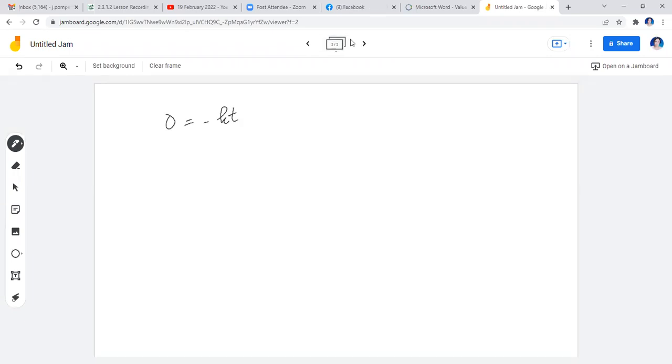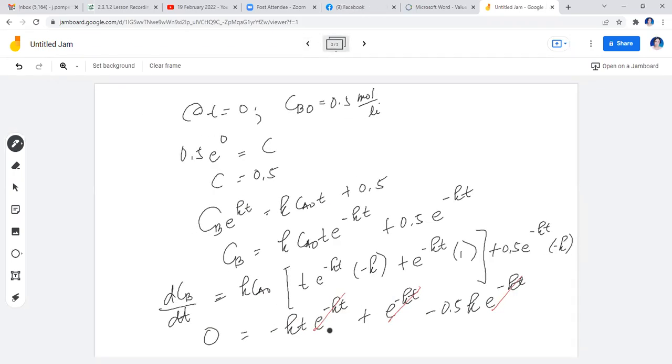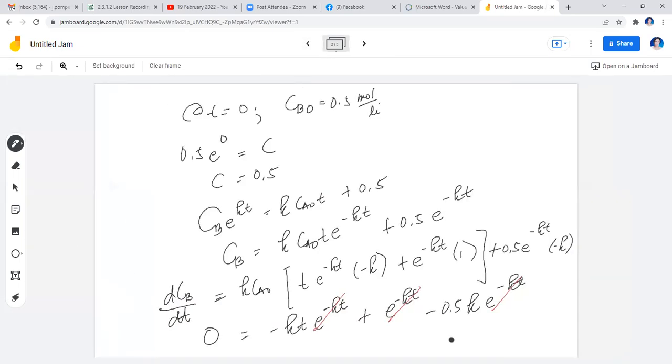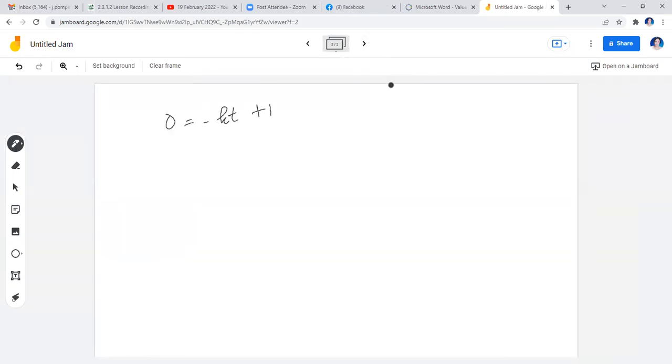So we have negative kt. This is gone. This is left with 1. So that's 1. And this is negative 0.5 k. So I have here transferring this on the other side, you'll have kt equal to 1 minus 0.5 k.